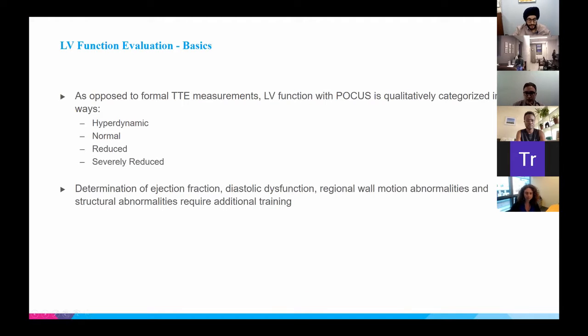Just in terms of the basics of LV function. For point of care ultrasound, it's a little bit different than your formal transthoracic echo measurements. We really only categorize LV function in four ways: hyperdynamic, normal function, reduced, or severely reduced. We're not saying estimating EF at 13% or 78%. These are really just our overarching assessments based on what we can see in our four views. But that being said, you can gauge more nuanced determinations of ejection fraction, diastolic dysfunction, and wall motion abnormalities using additional training, and obviously in the formal echocardiogram. But we won't really be discussing that right now.